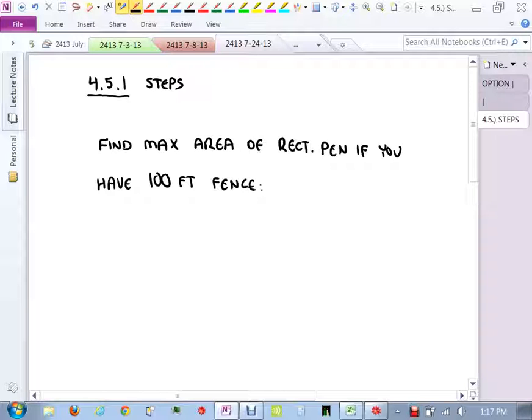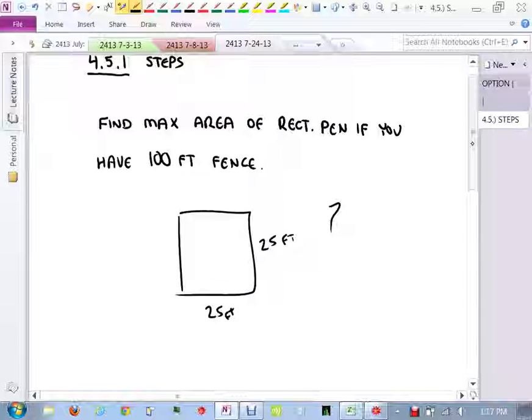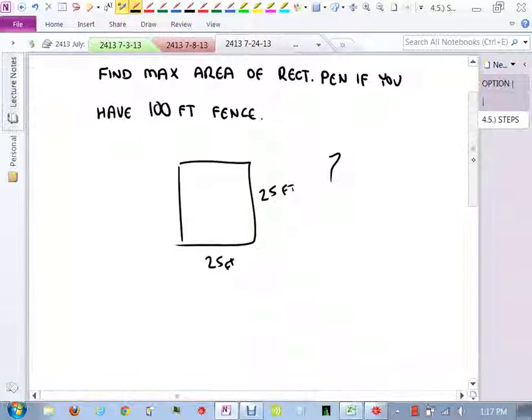But is that using 100? It's saying 100 feet of fence. 25 by 25. I think you were thinking I have 100 square feet of area. 25 by 25 should give us the most area, right? Should be, but it's a question. So let's try and do this with the calculus, all right?